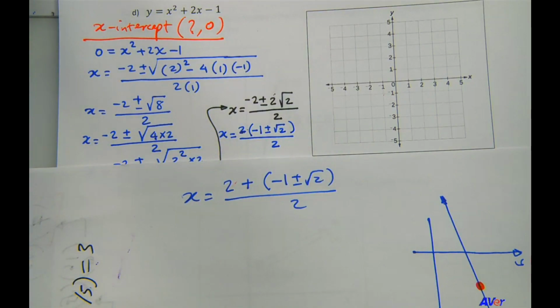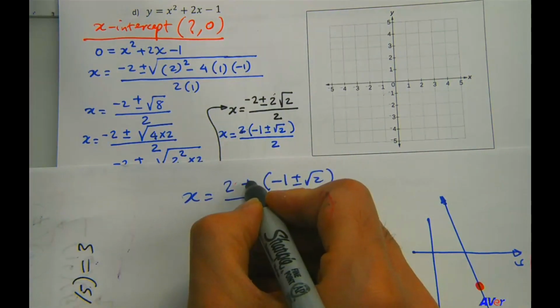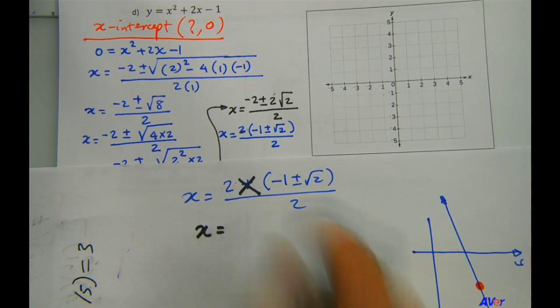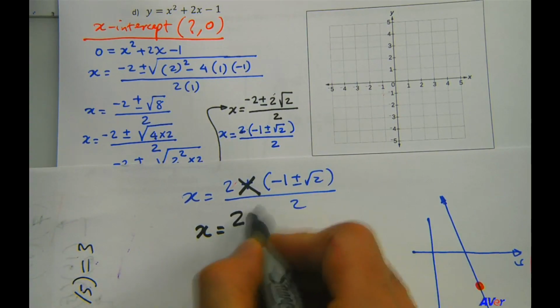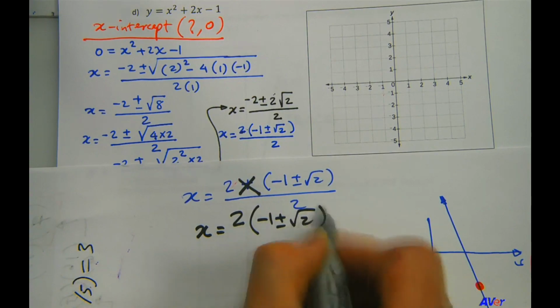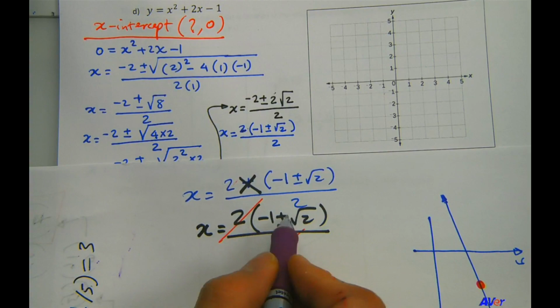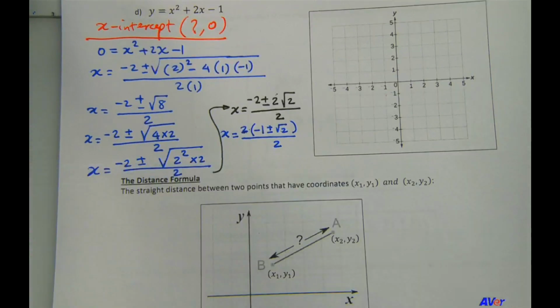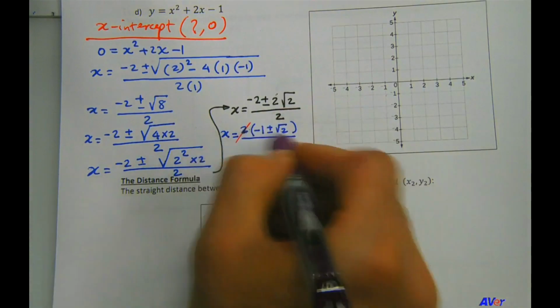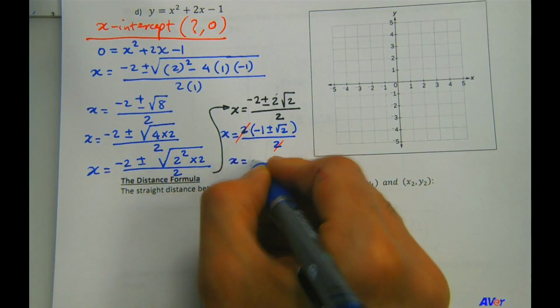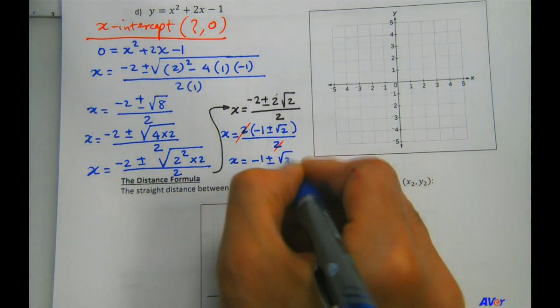Instead, let me grab my thicker marker. We have a multiplication here. So instead of 2 plus, we have x equals 2 times -1 plus or minus square root of 2 over 2. There is a multiplication there. When you are multiplying or dividing, then you can cancel because it's being multiplied by that, not added. Okay? So here, yes, 2 is being multiplied by all of that. Hence, it's called a factor. So then x is equal to -1 plus or minus square root of 2.